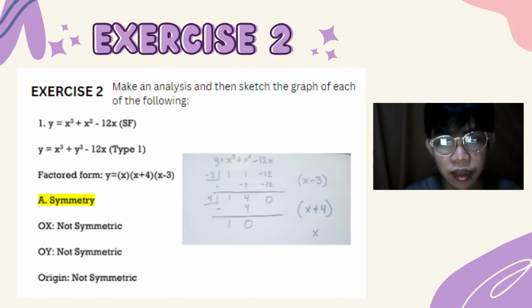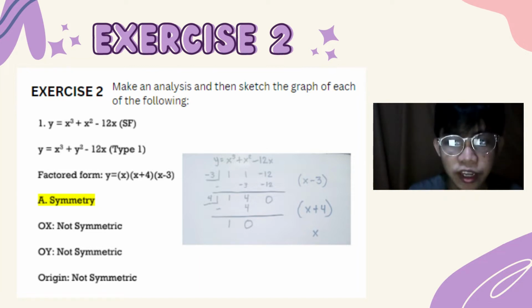Then, since the given is in standard form, we will just convert it into factor form using synthetic division or the remainder theorem. So, bringing down the coefficients, we have 1, 1, and negative 12. So, we think of a value such that the remainder we get is 0. First is negative 3. So, bringing down the 1, 1 times negative 3 is equal to negative 3.